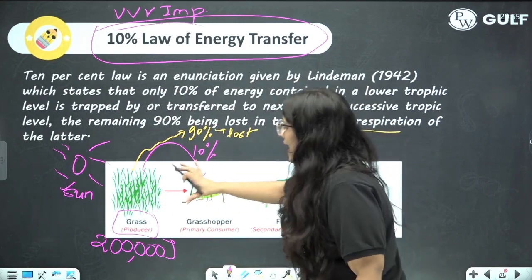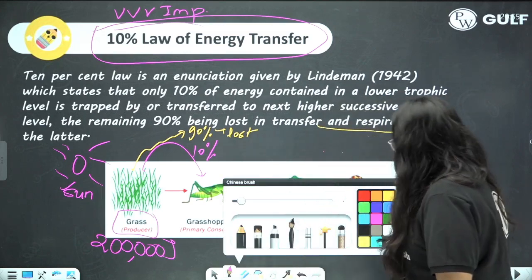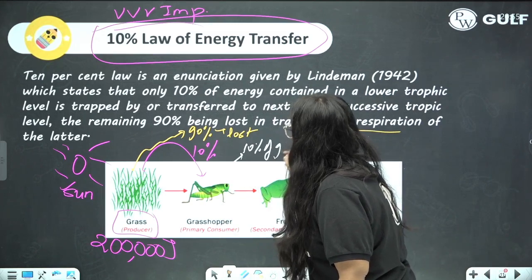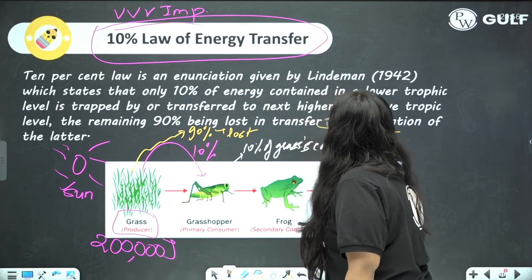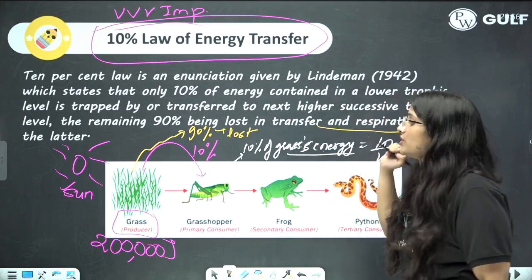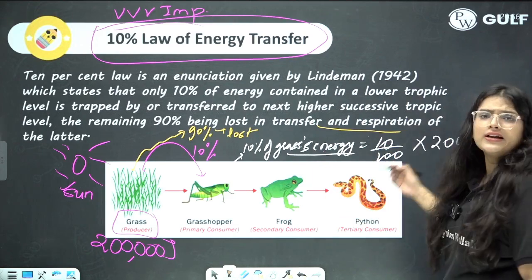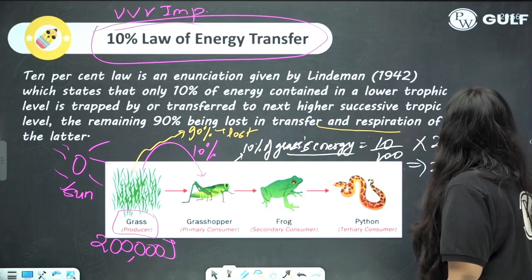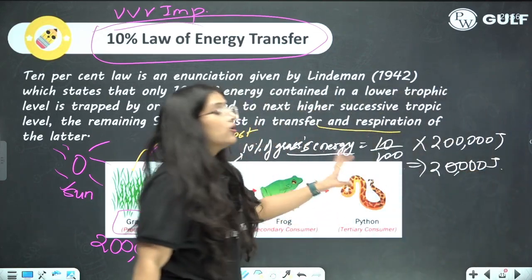Now, as I said, only 10% will be transferred to the next level. So the grasshopper will receive 10% of the grass's energy. What will you write here? 10%, that means 10 by 100, times the grass energy, which was 200,000 joules, or 200 kilojoules. When you solve this, you will get 20,000 joule.